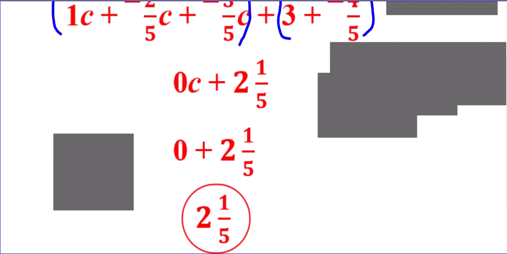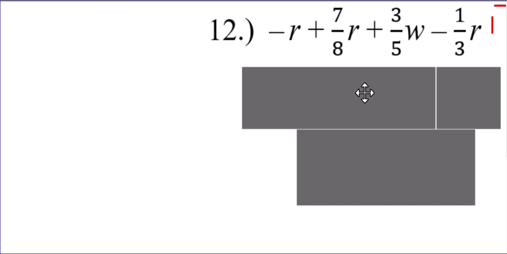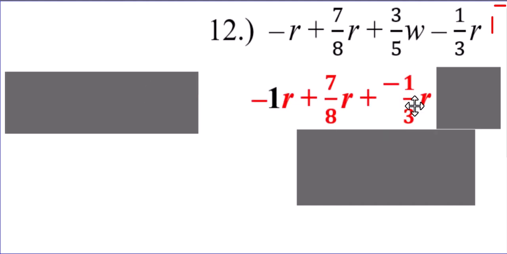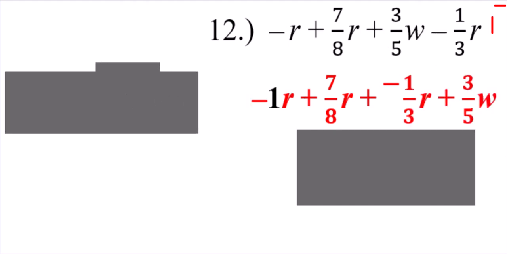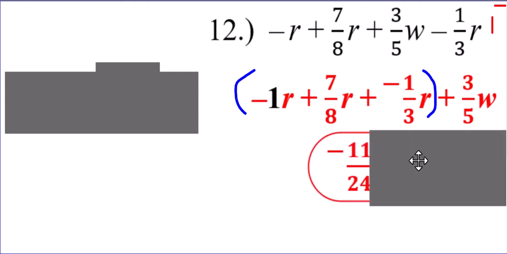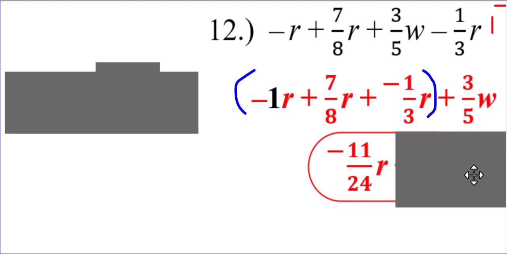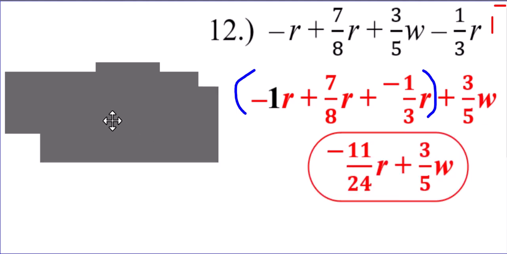2 1/5. Next problem. I'm going to put all the terms that had r's next to each other. -r is -1r. This 3/5 w, it's not like the others. It's the only thing that had a w. So put these like terms together. Draw the parentheses if you want. And in your calculator, -1 plus 7/8 plus -1/3 should have given you -11/24. Put the r, and then the 3/5 w is just 3/5 w.